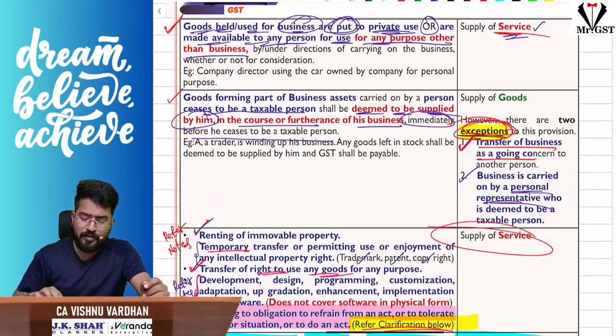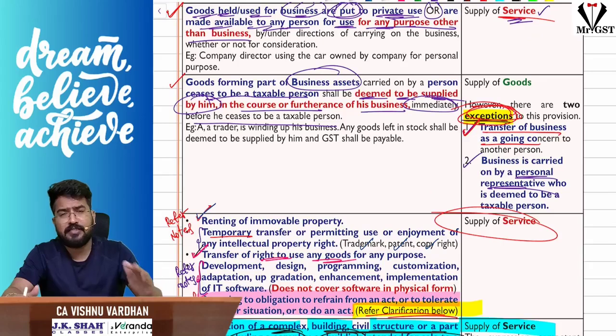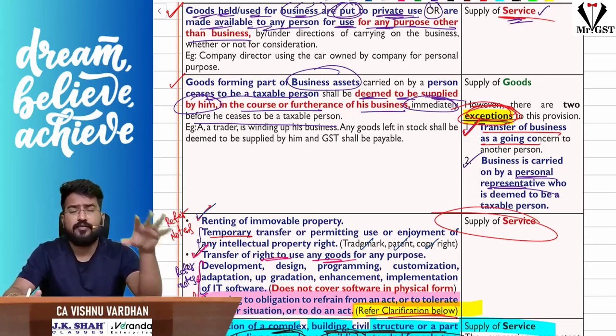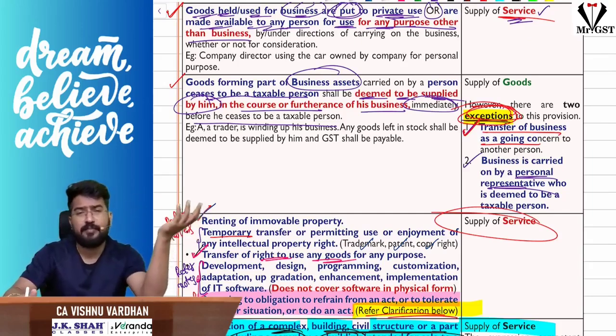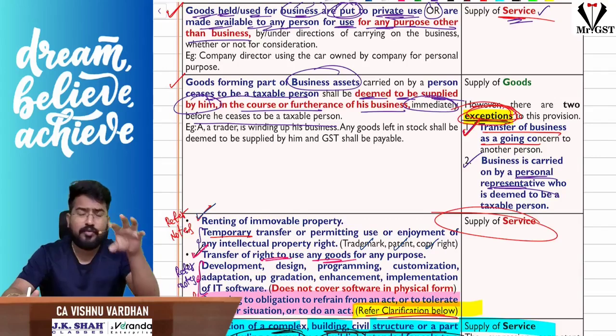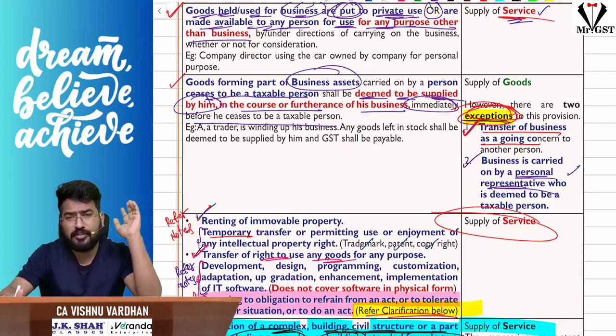Next, where you are closing down your business, the goods which are forming part of your business, if they are lying still in the godown, they are deemed to be supply. But if you are not closing down the business, you are just transferring the business to somebody else, then it is not a supply. Or your business is going to be carried out by any person who is treated as a personal representative, then also it is not a supply.